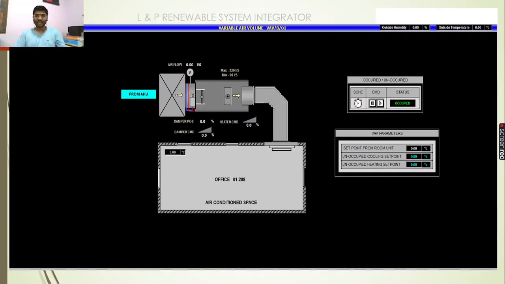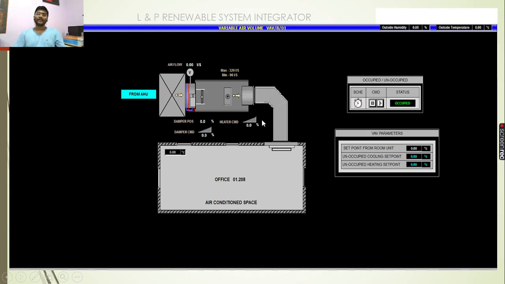So this is one of the graphics. As a BMS engineer, what are the parameters you have to show in the SCADA? See here, the temperature sensor is showing the temperature. There is airflow and damper position. This is the feedback, and this is the damper command that we are providing. This is the temperature of that particular room. From the thermostat, we will read these values.